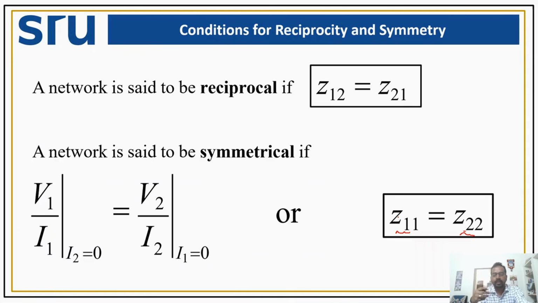So to summarize this concept, a two-port network is symmetrical if the input impedance is equal to the output impedance, that is Z11 is equal to Z22. This means that the input and output characteristics are identical. Such networks are commonly found in filters, transmission systems, and matching networks.